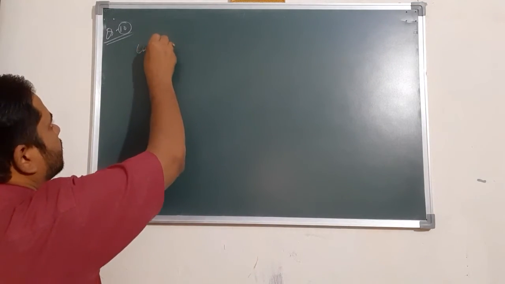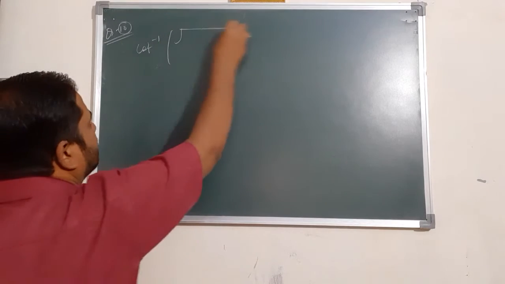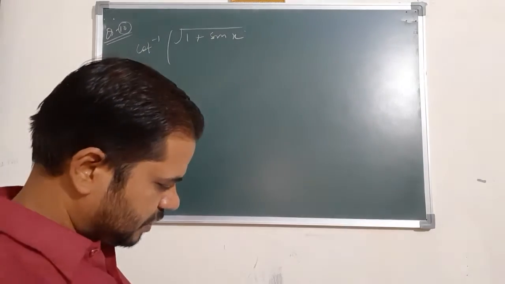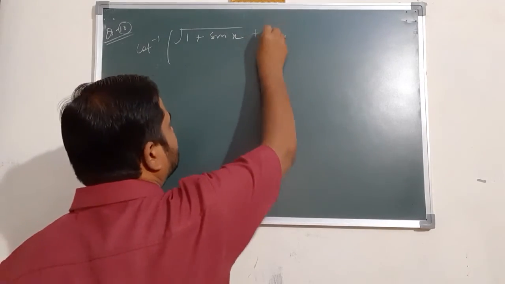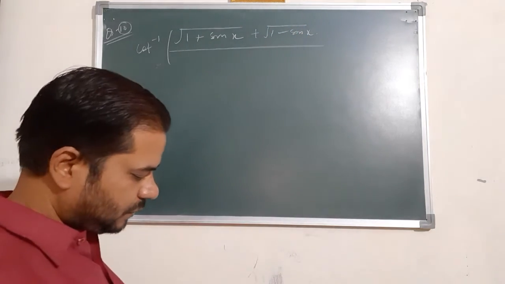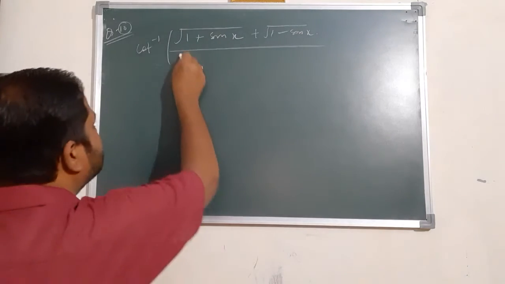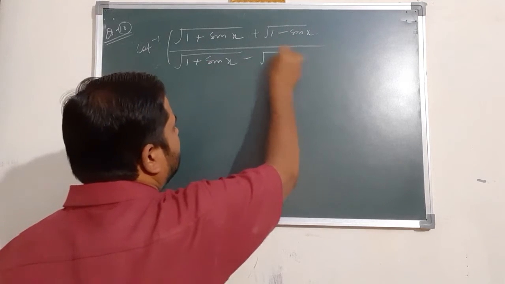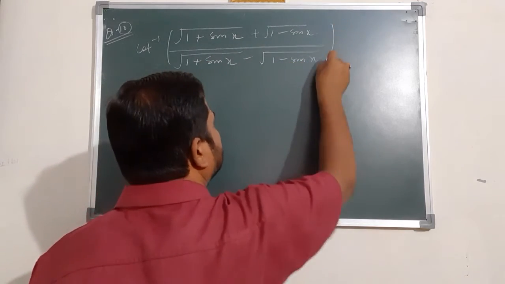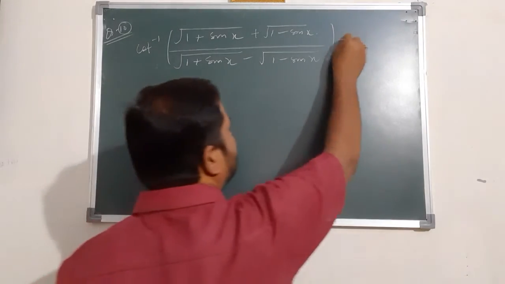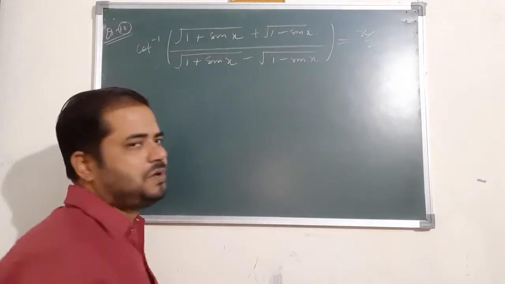Cot inverse of root 1 plus sin x plus root of 1 minus sin x, divided by root of 1 plus sin x minus root of 1 minus sin x. Okay, this is the question. It is equal to x by 2. We need to show this one.